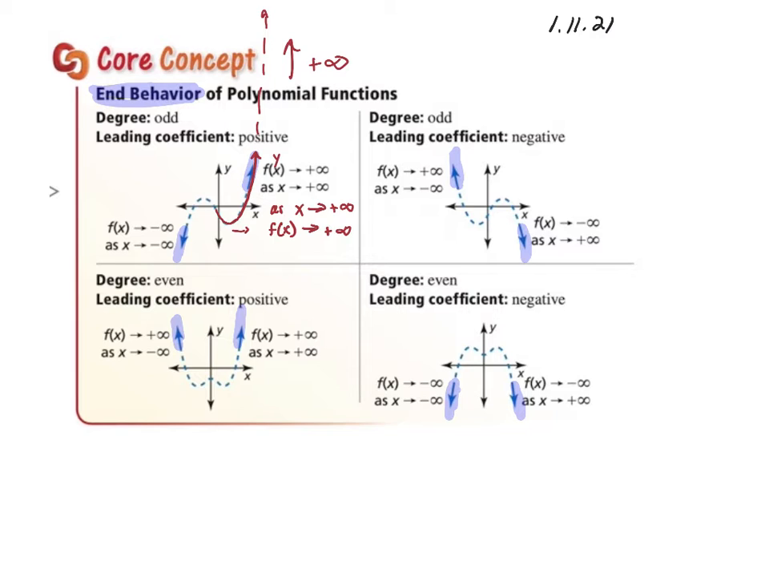So as x went right, it went up. On the other side, as x goes left towards negative infinity, it goes down forever and ever and ever. So we say as x went to the left towards negative infinity, the function went down forever. It went towards negative infinity also.